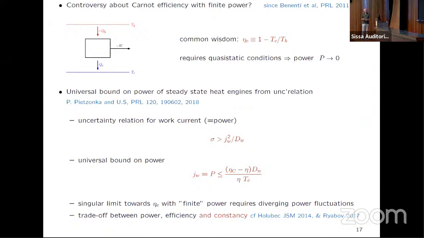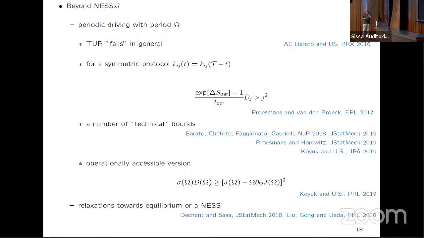So there is a trade-off not just between power and efficiency as we thought previously, but between power, efficiency, and constancy. And again, this is a very general relation that is just based on assuming a Markovian description. Okay, so the next question, of course, is let's stay within a Markovian, but let's leave this realm of non-equilibrium steady states. And then the first class, of course, is periodic driving.